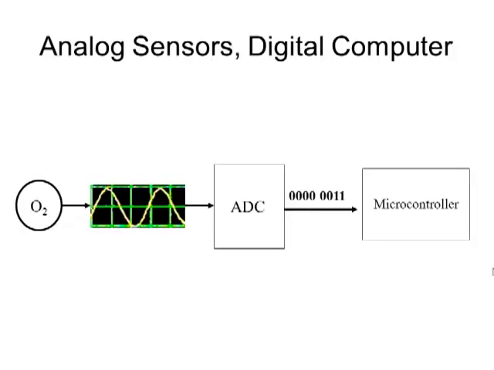As we said before, sensors produce an analog voltage output. Here we see an oxygen sensor, an O2 sensor that might be in a car's engine control unit, and it produces an analog output. That gets fed into an analog to digital converter, or ADC, and coming out of the analog to digital converter is a binary number that gets fed into the microcontroller.